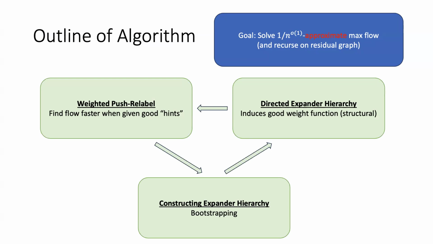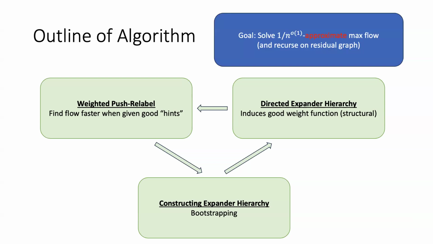The first one is the weighted variant of the classic push label algorithm. It is additionally given some sort of a hint, and when the hint is good, it will be able to find flow faster than the unweighted algorithm. And to compute such a good hint, we prove a structural theorem which says that if you have something called a directed expander hierarchy of the input graph, then this naturally induces a good hint that can speed up the flow computation. And to actually compute the expander hierarchy, we use some bootstrapping. So internally, it solves some flow problems, starting from easier ones to harder ones.